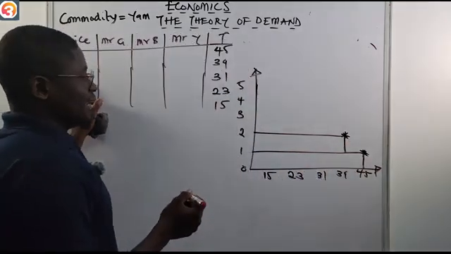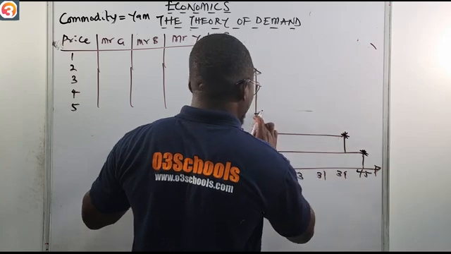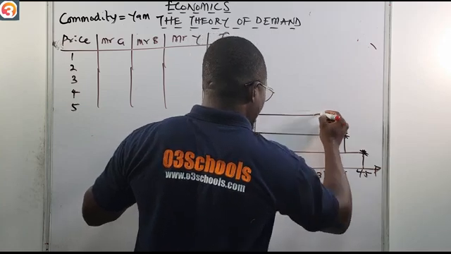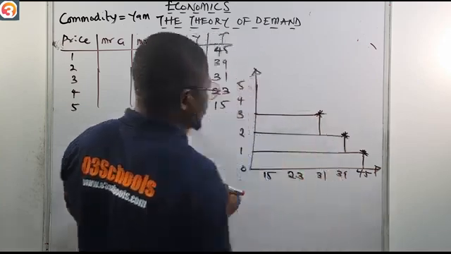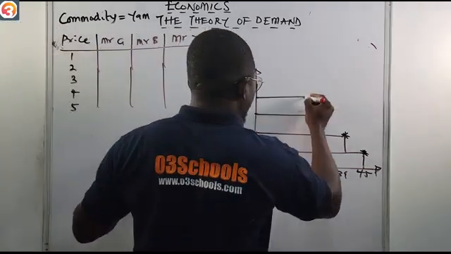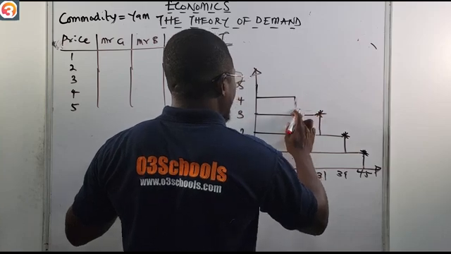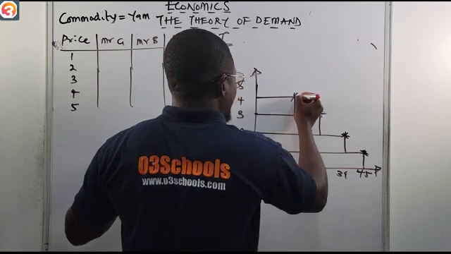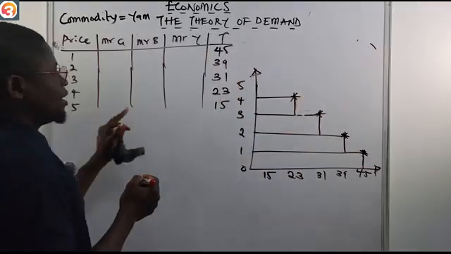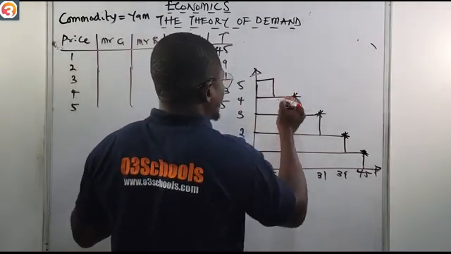When price was 3 naira, we had 31. This is our point of intersection. When price was 4 naira, we had 23. This is our point of intersection here. And when price was 5 naira, we had 15 units demanded. So these are our points of intersection here.